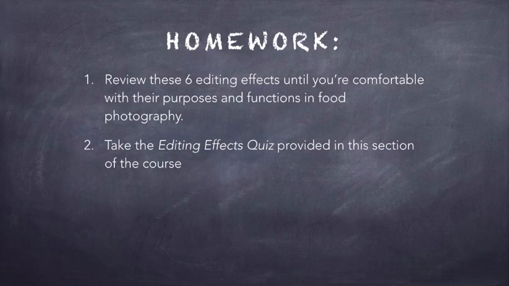The homework for this lesson is to review these 6 editing effects until you're comfortable with what they do and how they do it and how that's useful for your food photography. Make sure you have a good handle on what contrast means and why you'd want to sharpen your image and why you don't want to sharpen it too much, to avoid adding too much noise. In the next videos, we'll actually go through a process of doing this and we'll give you some hands-on experience. But for now, just be comfortable with the terms and what they mean.